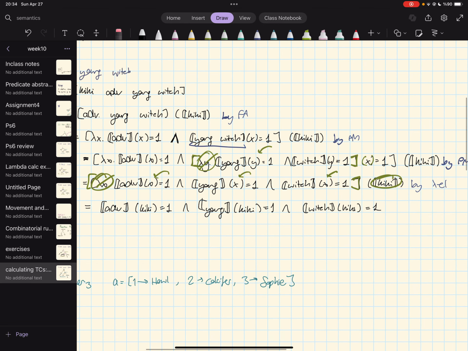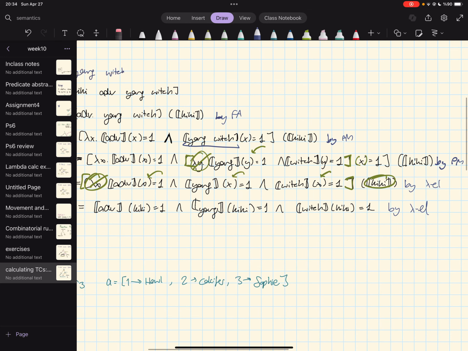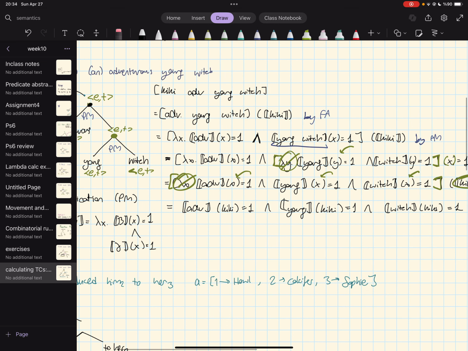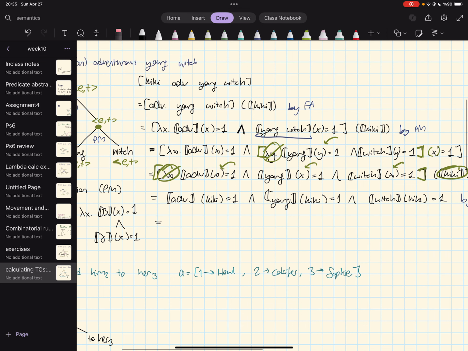Alright, now the sentence that we have is adventurous Kiki denotes 1 and young Kiki denotes 1 and witch Kiki denotes 1. This was done thanks to lambda elimination, because as you can see we've eliminated lambda x finally. And now we can finally derive the truth condition of the sentence. Thanks to our lexicon, I know that if adventurous takes the argument Kiki and denotes 1, it means Kiki is adventurous, Kiki is young, and Kiki is a witch. Therefore, this sentence denotes 1 if and only if Kiki is an adventurous young witch.